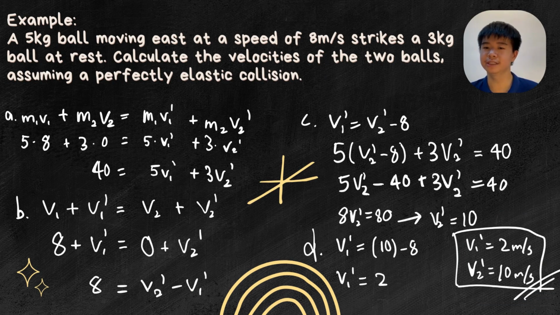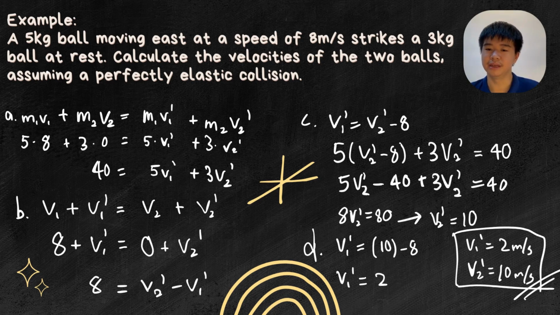Hello again. So here is the example of collision and its solution. At letter A, it shows the equation of conservation of momentum. It shows the initial total momentum is equal to the final total momentum. And after substituting and equating, you'll get that 40 is equal to 5 final V1 plus 3 final V2.